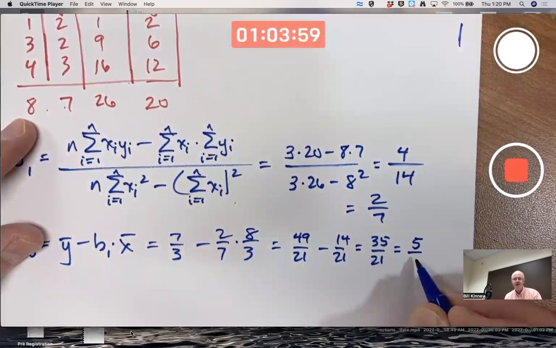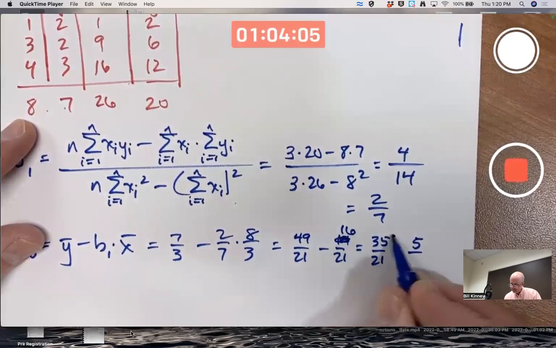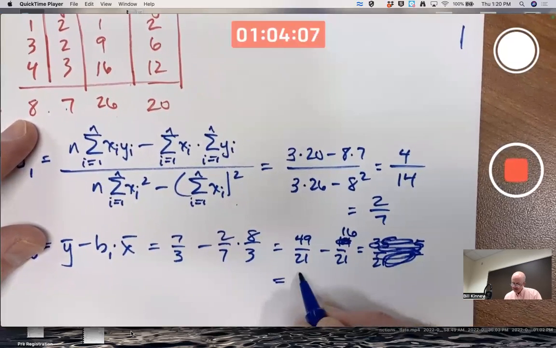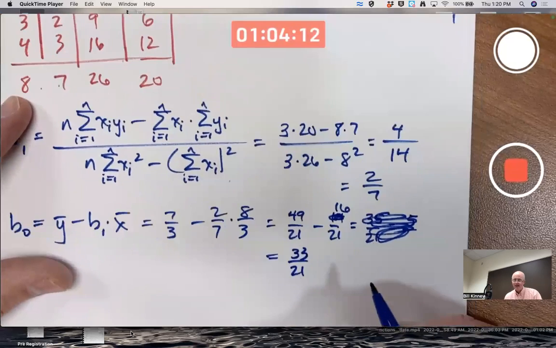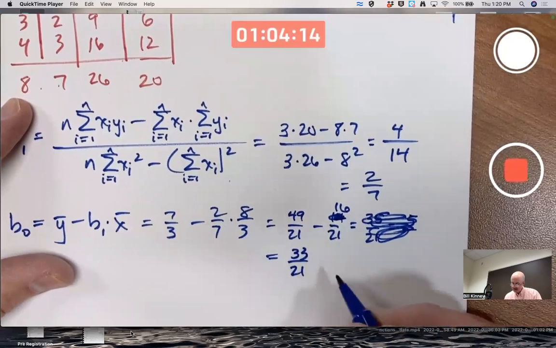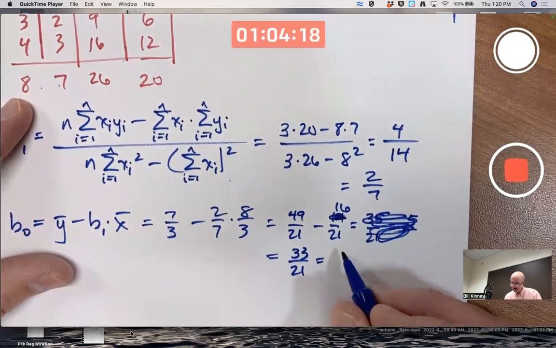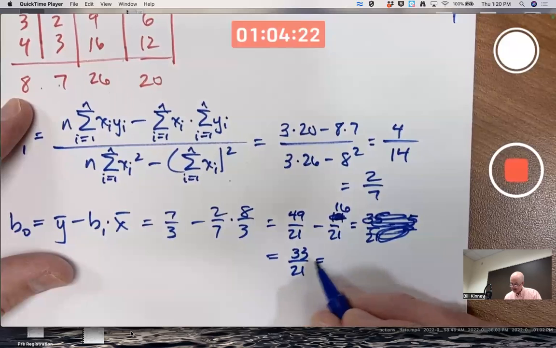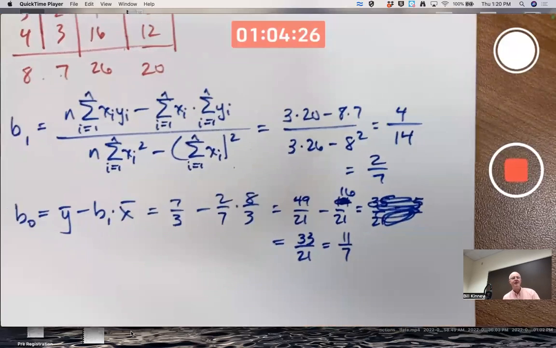No, that's not right. 16. Oh, 16. Oh, thank you. 16. Done so much complex math today and I make that kind of mistake. 2 times 8 is 16. 33 over 21. Both of these are divisible by 3, it's 11 sevenths. Is that right? Is that what we got before? Yep. Okay. There we go.